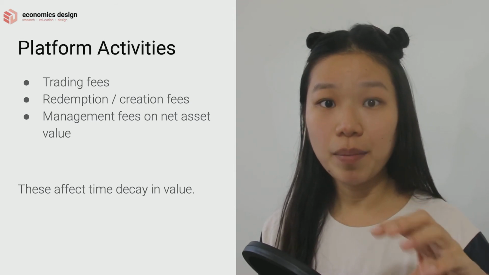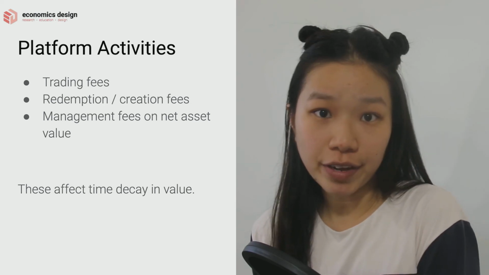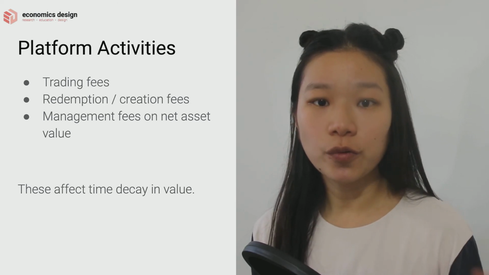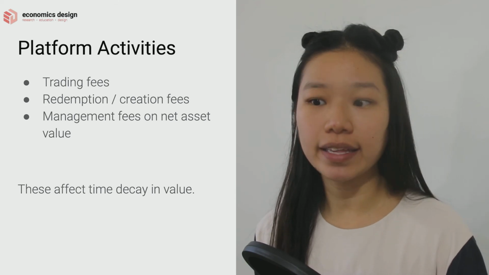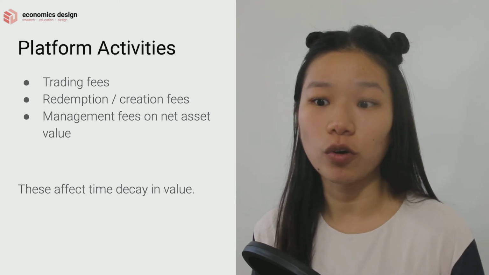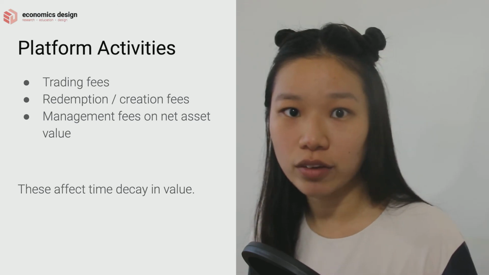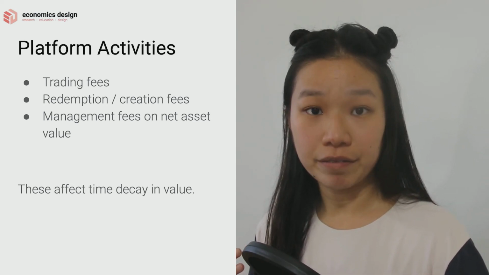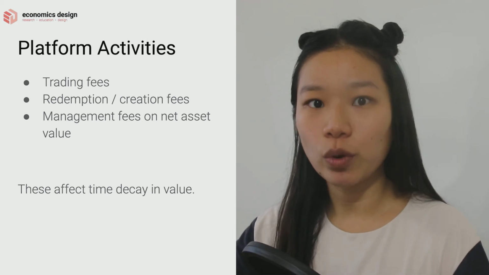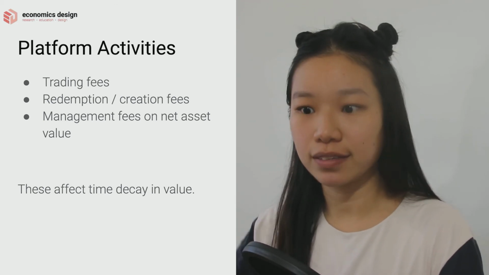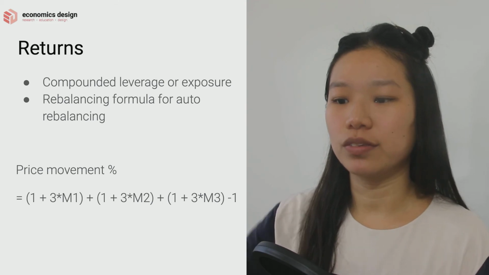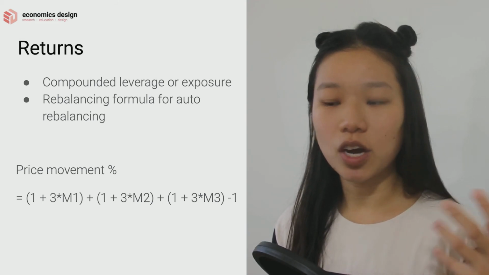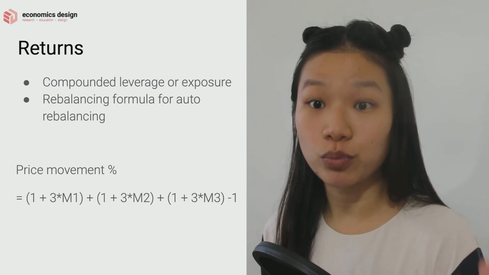The thing about all of these is that they are affected by the time delay, or time decay, in value. The longer you hold, the higher the time decay and the lower your returns because of all the fees. The rebalancing doesn't take into account the different fees payable. It's just calculating based on the nominal value, and then the real value will be calculated after you remove the different fees. And what about the returns? This is another math thing, which is quite simple. As I mentioned, it's a compounded exposure, compounded leverage, which is very fun.